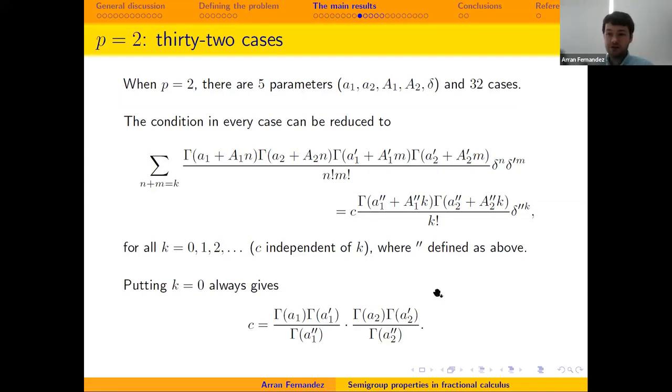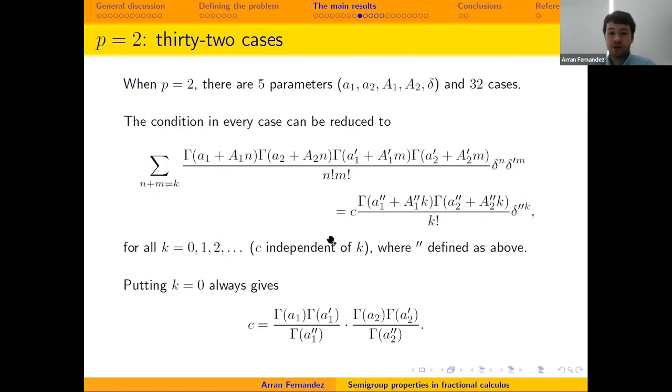But there are some tricks which will let us reduce the work. So again, the condition in every case reduces to this. Finite sum equals this k expression. Double prime is defined as before. So that means a different thing according to whether the parameter is red or blue. All the parameters are black here because we have not specified yet which ones should be red, which ones should be blue. We will consider these cases in the next slides.